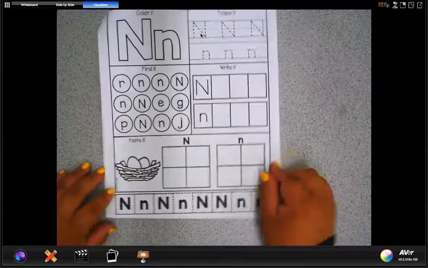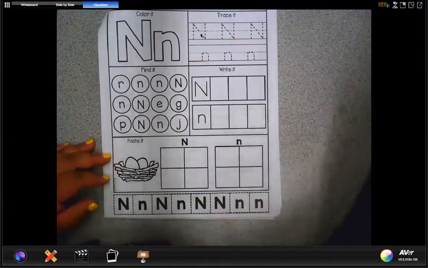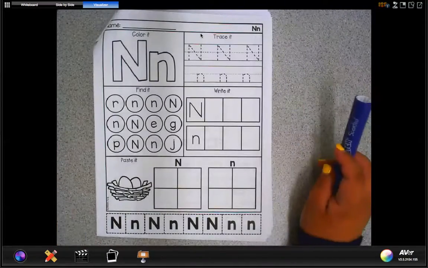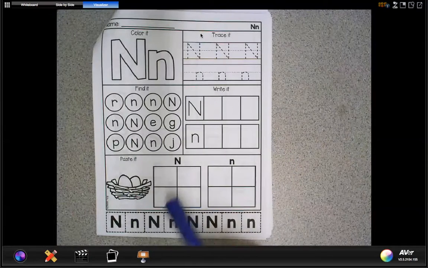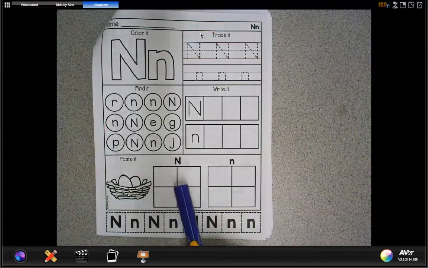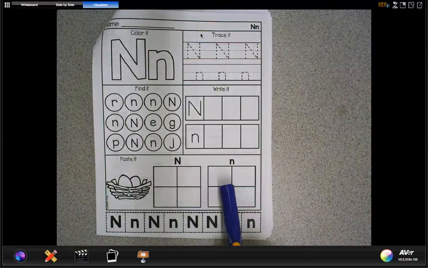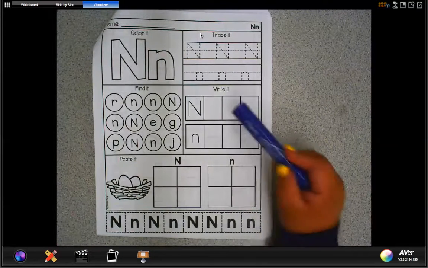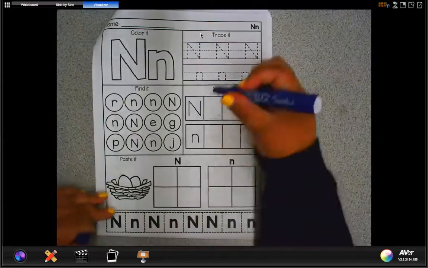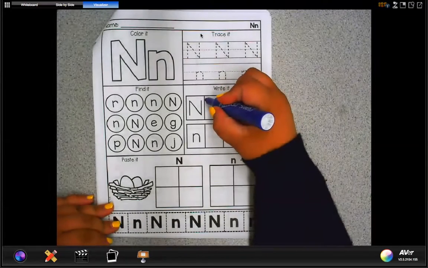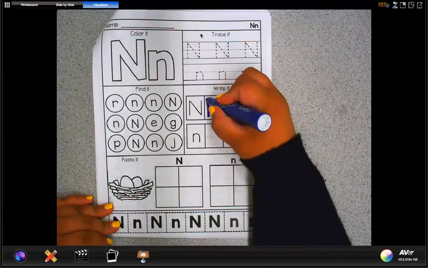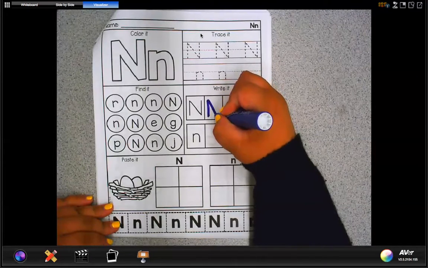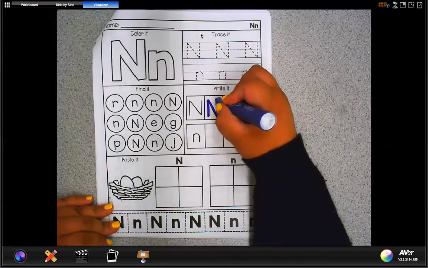So let's get started first with the letter N. You know how to do this. You can color, trace, find it, write it, color, and then sort the capital or uppercase and the lowercase n's. The part I will do with you is how to write it. N, you write with a vertical and then a diagonal down and a vertical up.